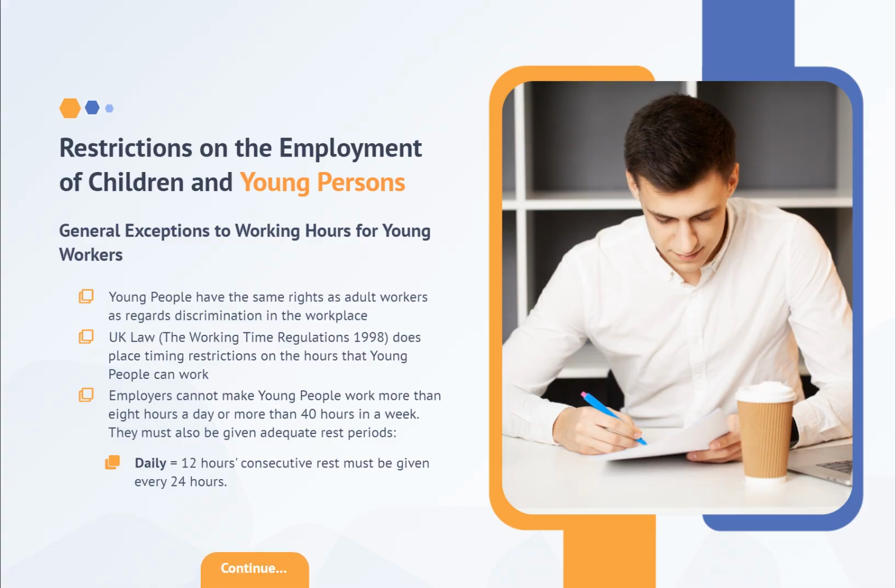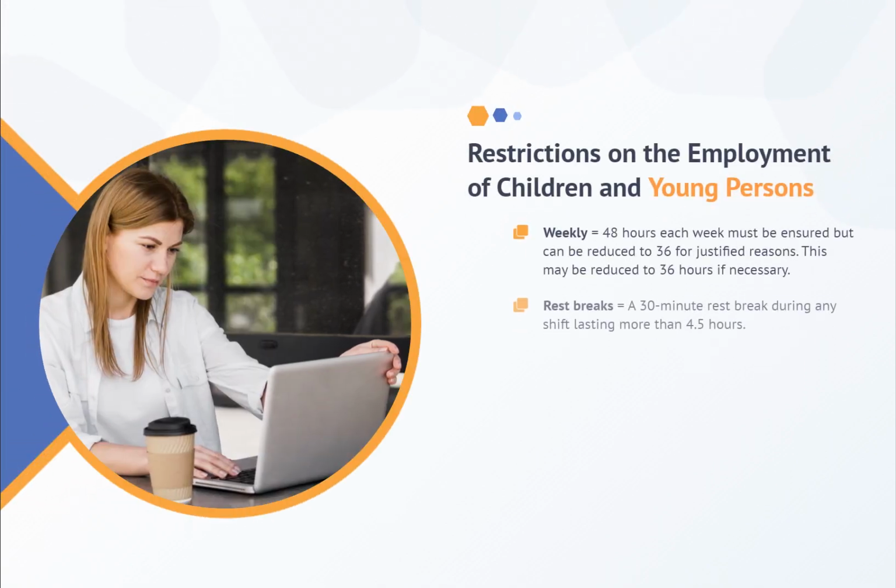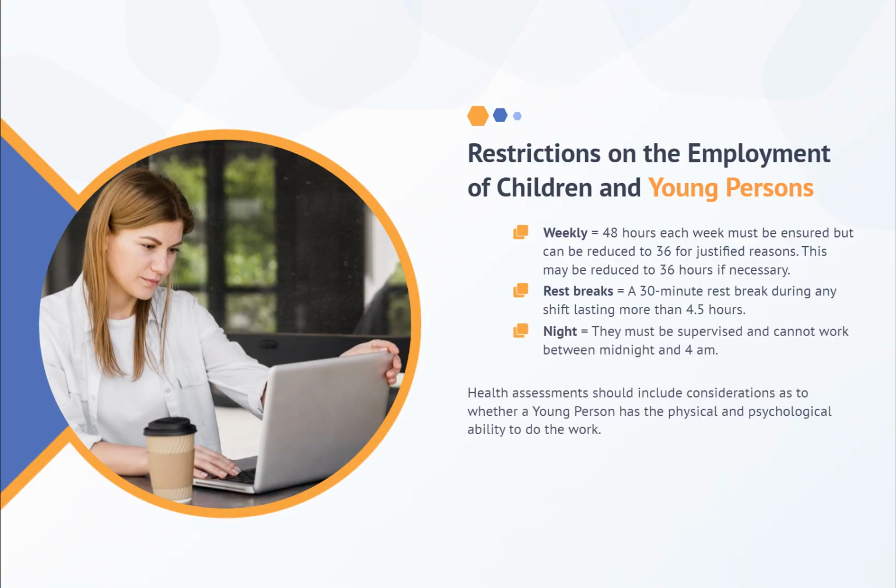Daily: 12 hours' consecutive rest must be given every 24 hours. Weekly: 48 hours each week must be ensured, but can be reduced to 36 for justified reasons. Rest breaks: a 30-minute rest break during any shift lasting more than 4.5 hours. Night: they must be supervised and cannot work between midnight and 4 a.m. Health assessment should include considerations as to whether a young person has the physical and psychological ability to do the work.